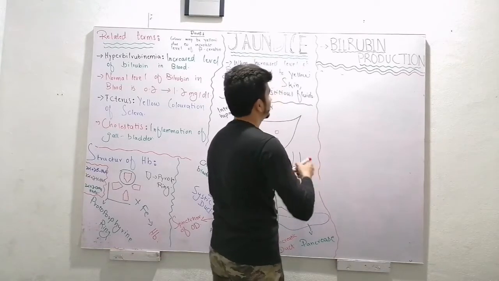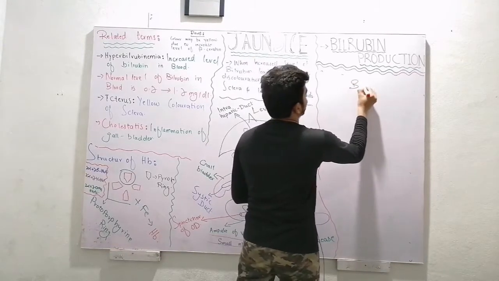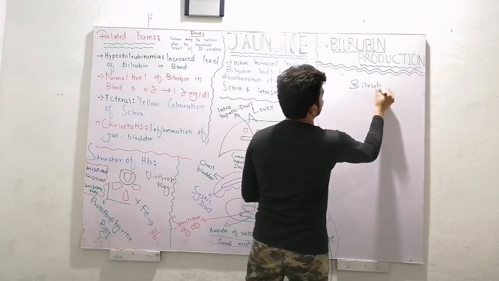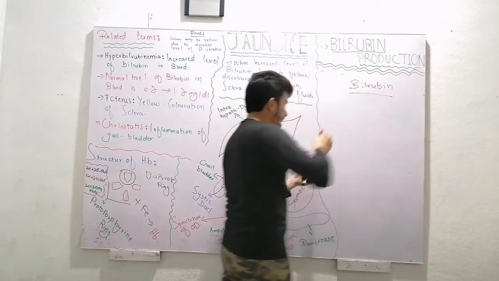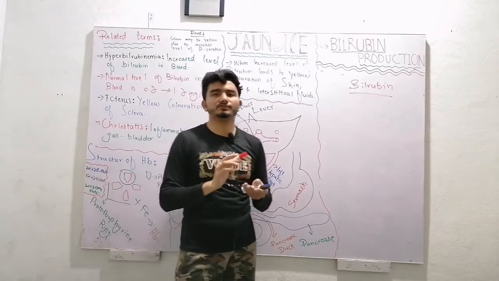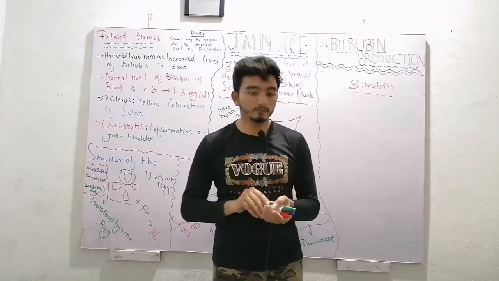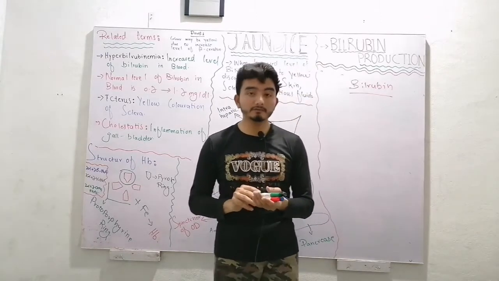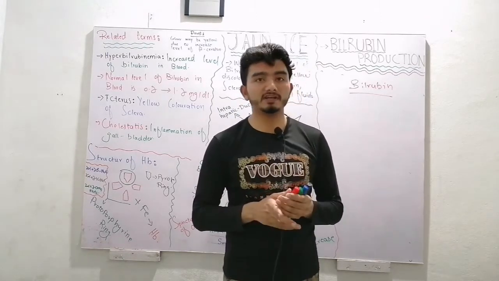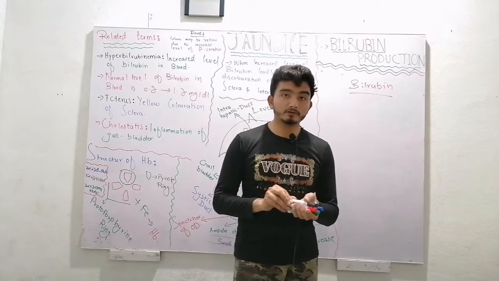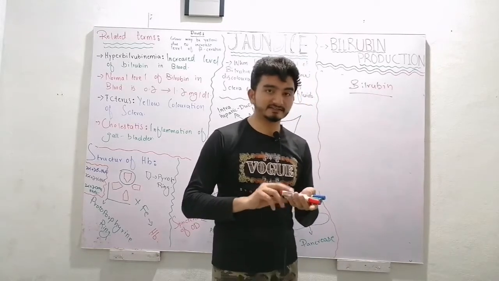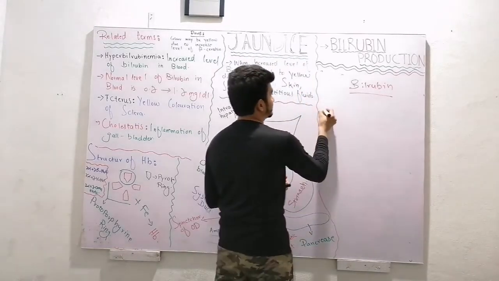So what do we have now? We have bilirubin. Bilirubin is very toxic. So what will happen now? Temporarily, the liver will make a special type of protein called bilirubin binding protein.